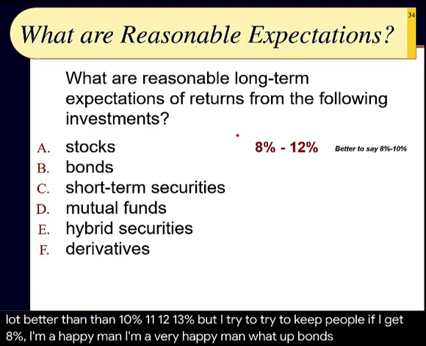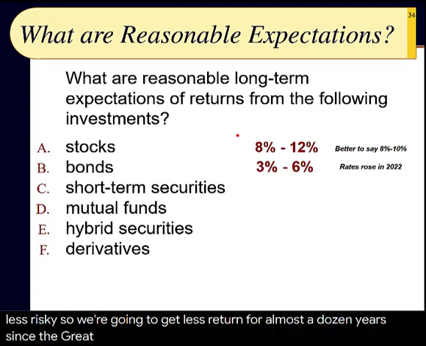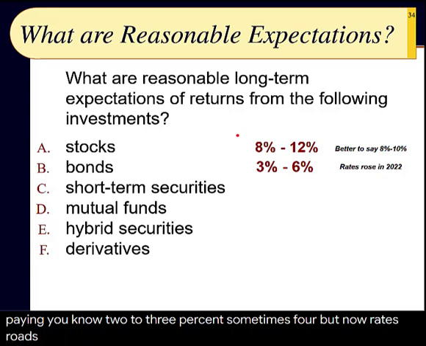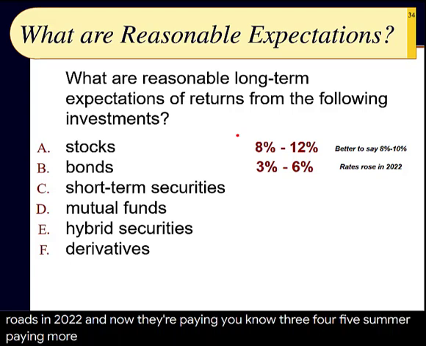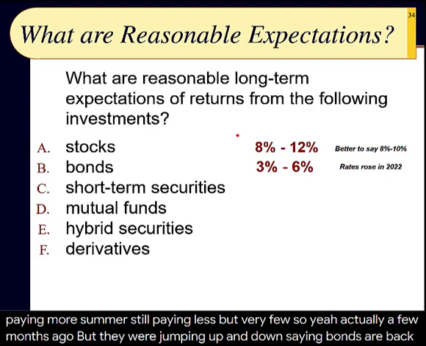What about bonds? Well, bonds are less risky, so we're going to get less return. For almost a dozen years since the Great Recession, since the global financial crisis, bonds were paying 2 to 3%, sometimes 4%. But now rates rose in 2022, and now they're paying 3, 4, 5. Some are paying more, some are still paying less, but very few. So the bond investors are jumping up and down, saying bonds are back, bonds are back.